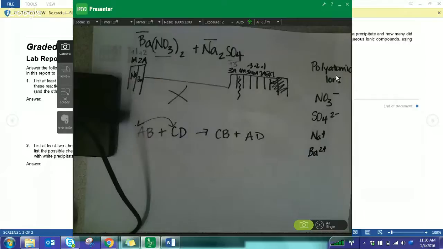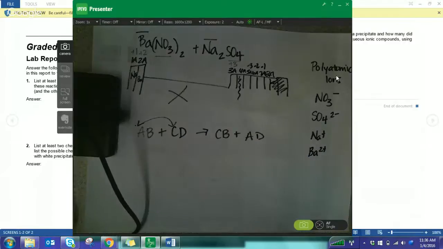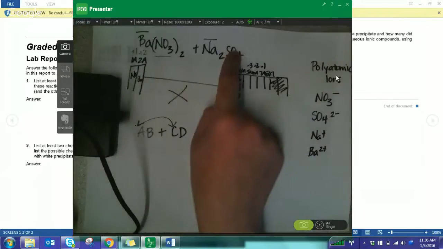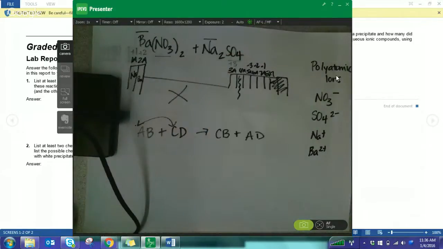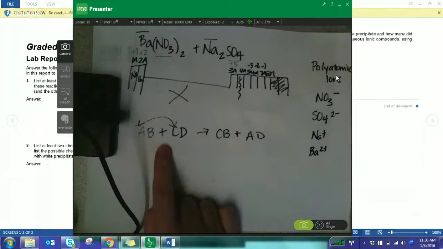All right, so we left off talking about the fact that the very first reaction you do for the Unit 4 lab does form a precipitate. We talked about the ions in the two chemicals we reacted together, and the charge on those ions, and now we just got into talking about double displacement reactions.